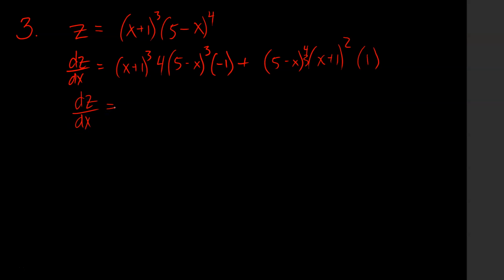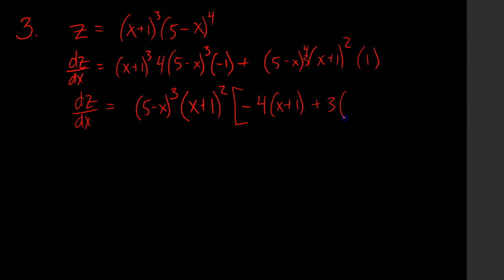So collect common terms. These both have a bunch of 5 minus x's. So 5 minus x, there are 3 of those at the most, and 2 x plus 1s in both terms. Any common numbers? Doesn't look like it. So out of the first term, what would we be left with? Negative 4 times x plus 1. And out of the second one, that would be plus 3 times 5 minus x.